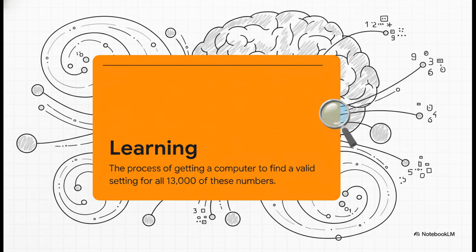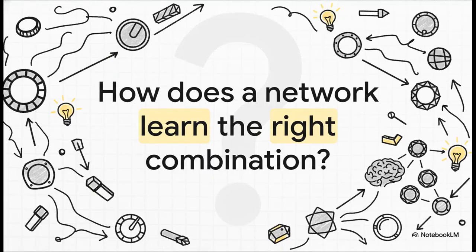So, what does it mean when we say a network is learning? Well, what we're really talking about is just the process of getting a computer to find the right setting for all 13,000 of those knobs and dials, the combination that actually solves our problem. Which, of course, leaves us with the million-dollar question. Or, I guess, the 13,000 knob question? If you have that many dials to turn, how on earth does a computer figure out the right combination? That process. That's the real secret sauce, and it's exactly what we're going to dive into next time.